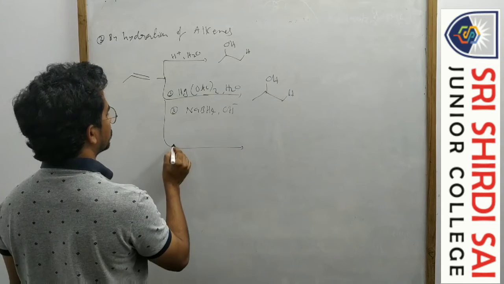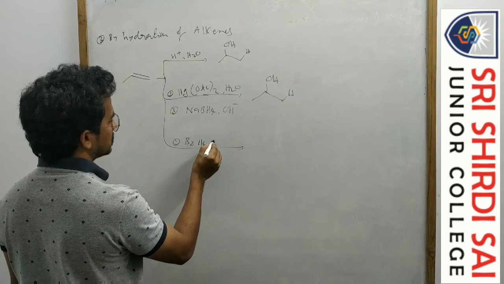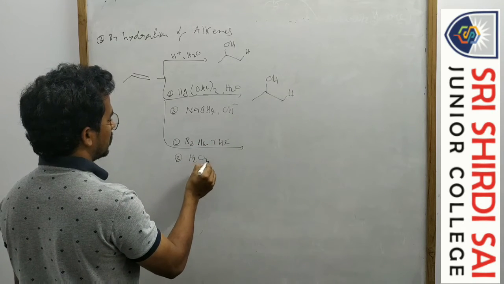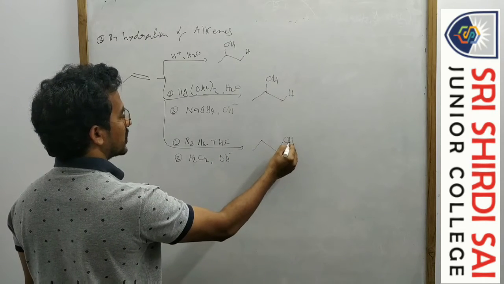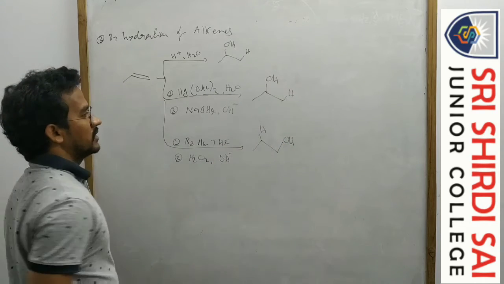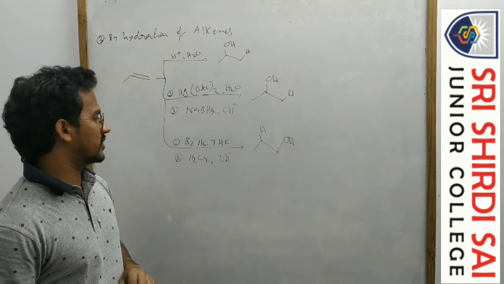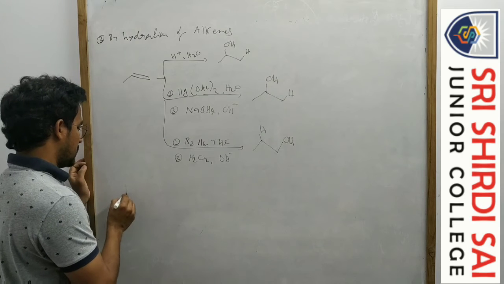And next, hydroboration oxidation: B2H6 in tetrahydrofuran, and second one, hydrolysis. In this case, anti-Markovnikov addition of water. So H plus is added in the reverse manner, anti-Markovnikov addition. You know this reaction.